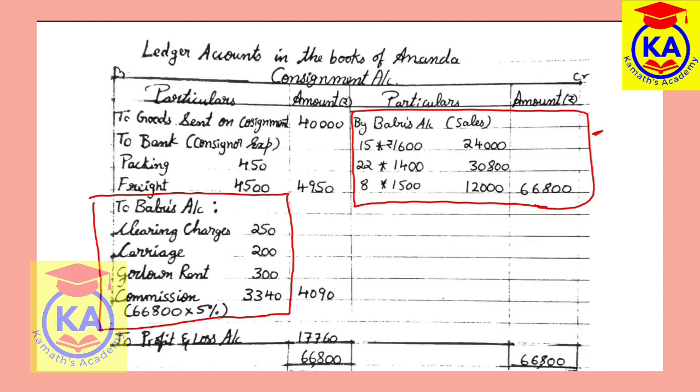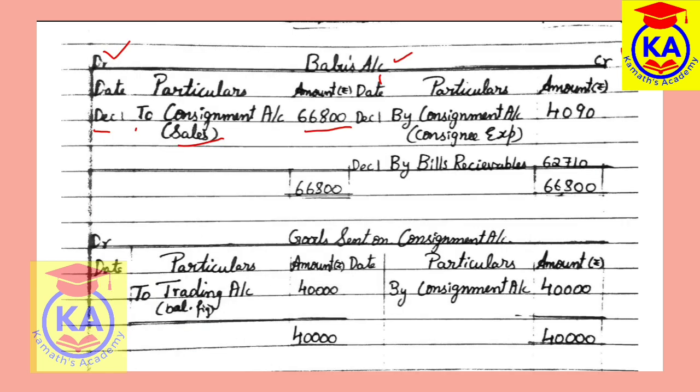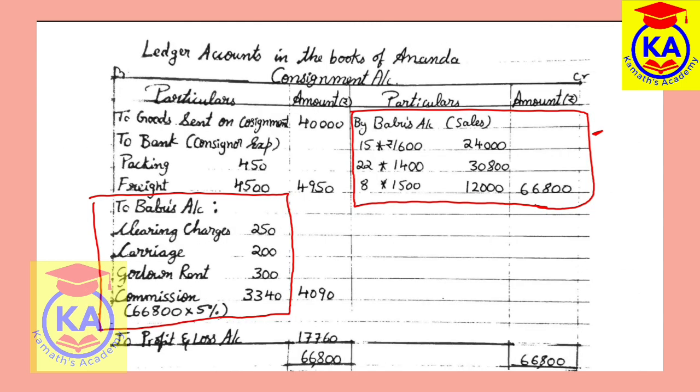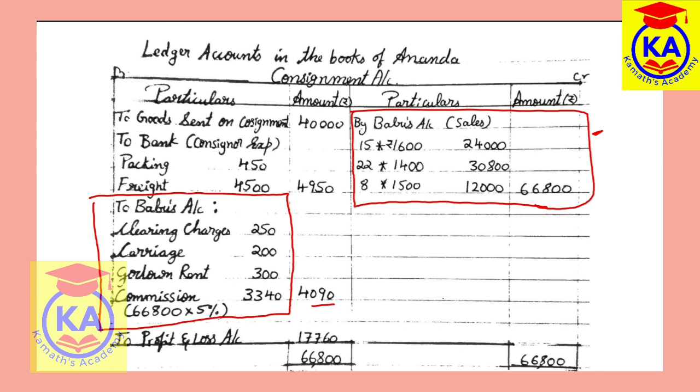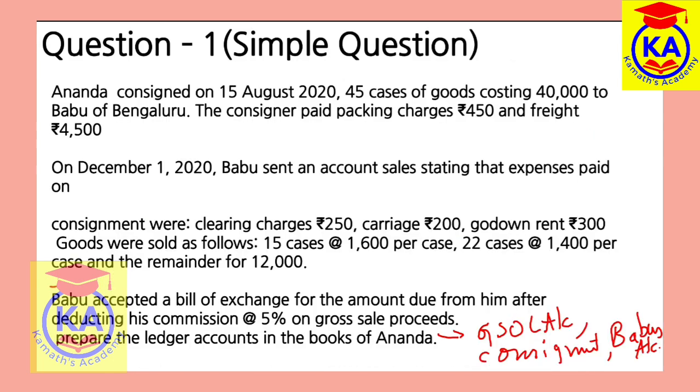Now, let's see the debit side of consignment account to Babu's account. So here Babu's expenses as well as commission is included. So in Babu's account, by consignment will be written consignee expenses plus commission. Okay, consignee expenses plus commission will be mentioned. So amount is 4090 in credit side of Babu's account. So have to write by consignment account. So this is done.